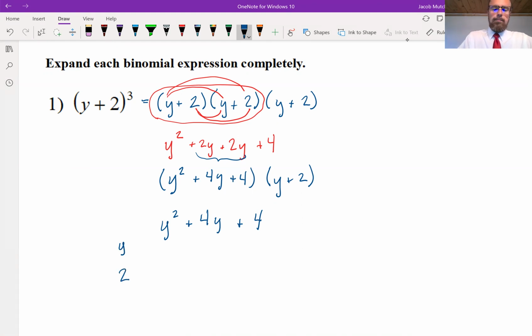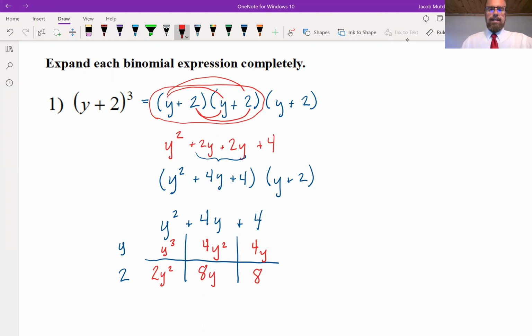And then I just want to multiply each term times what it pairs up with in the column and the row. So for this first product, I've got y to the first times y squared, that's y cubed. And I'll just move to the right. 4y now times y is 4y squared. And lastly, y times 4 is 4y. Now down to that second row, y squared times 2 is 2y squared. 4y times 2 is 8y. And 4 times 2, my constant term there, is 8.